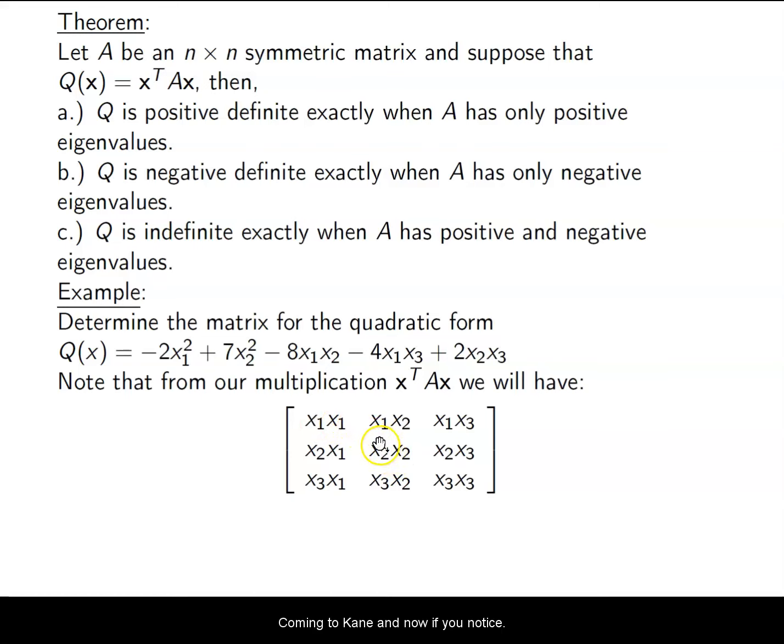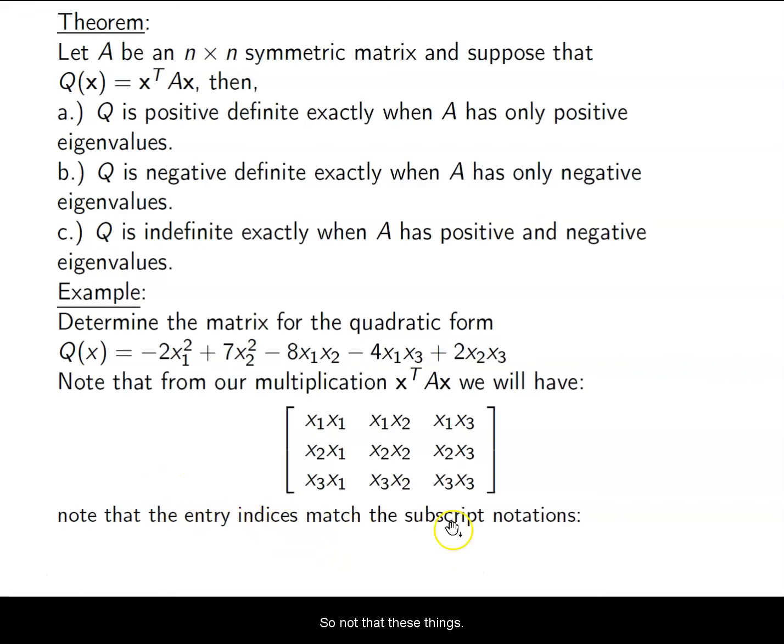And now, if you notice, the multiplication matches the subscripts, okay? An entry in this position would be A11, first row, first column. An entry here would be A12, first row, second column. A13. So notice x1 x3, x1 x2. It follows their subscripts, okay? So note that the indices match the subscripts.